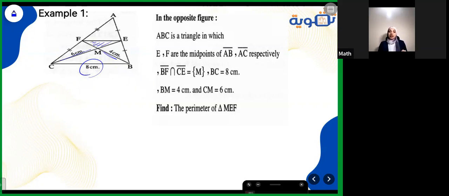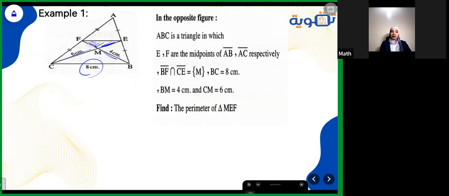So be careful in reading every word in the given, because sometimes he gives you information in the given, but he didn't put it on the graph. So let's try to talk about it. We need to find the perimeter. So how to find the perimeter?